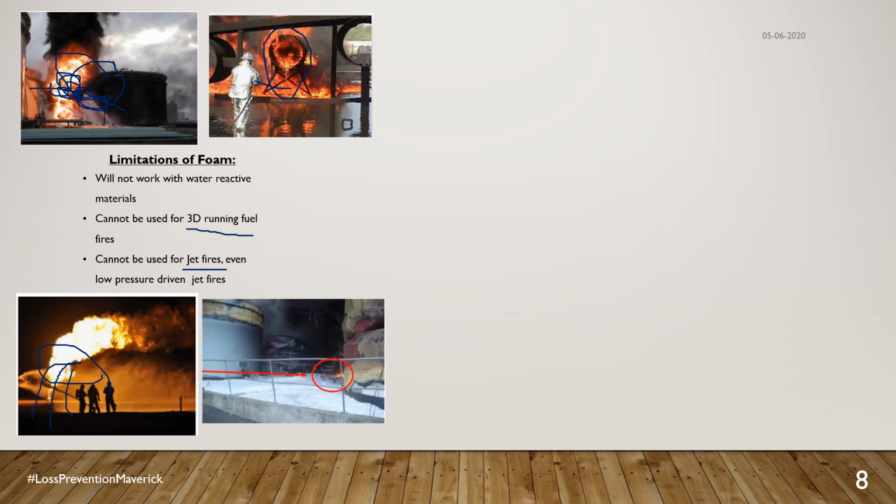Even for low pressure driven fires, if you see this teeny weeny fire over here, it is propelled by the hydraulic head of this fluid. Because of this head, the teeny weeny pressure that it has, unless we tactically apply a surface and flow back, it will not be able to extinguish the fire effectively.